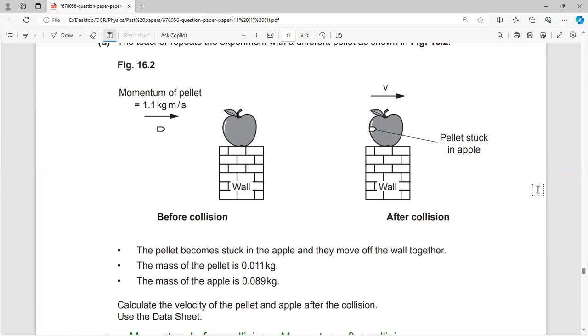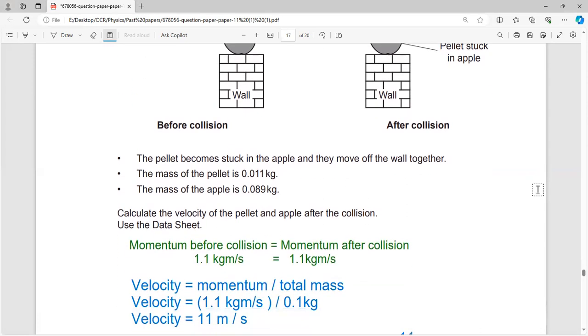You can see the mass of the pellet is 0.011 kg, and the mass of the apple is 0.089 kg. First we need to add them to get the total mass. Then we calculate the velocity of the pellet and apple after the collision. One general rule of the law of conservation of momentum is that the momentum before the collision is equal to the momentum after the collision.